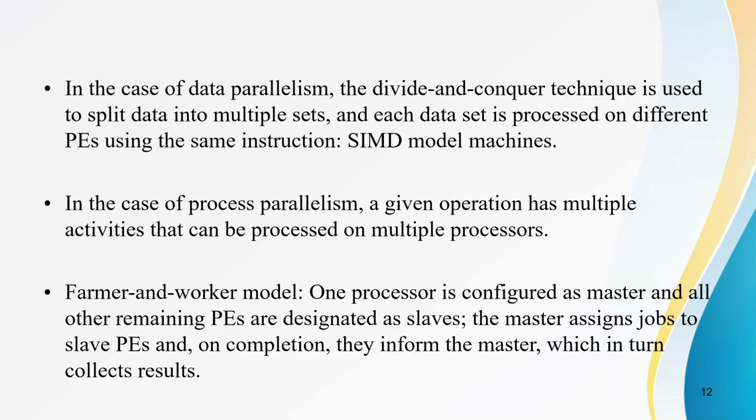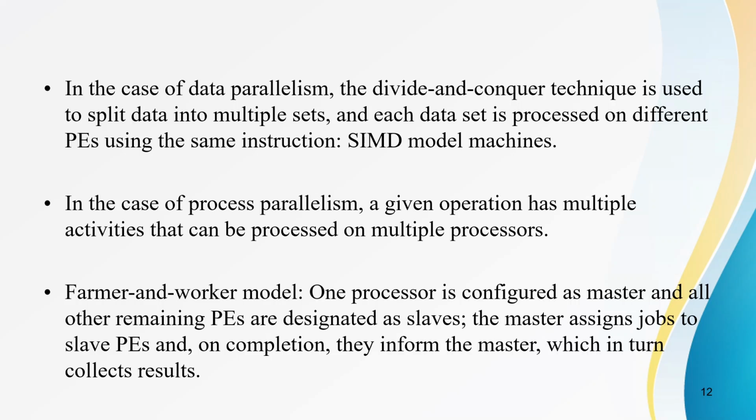So what is data parallelism? In case of data parallelism, the divide and conquer technique is used to split data into multiple sets, and each data set is processed on different processing elements using the same instruction. So the original data is split into multiple sets, and these are assigned to different PEs. Now in case of process parallelism, a given operation has multiple activities, and each separate activity will be performed on a different processor. Like if we have to perform matrix addition along with multiplication, addition will be performed on one and multiplication will be performed on another.